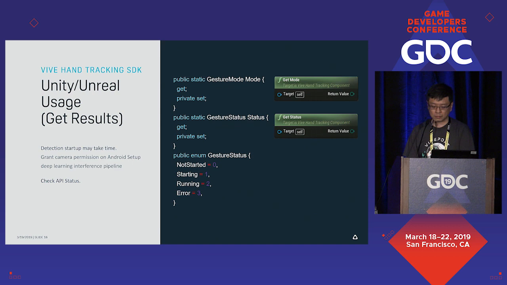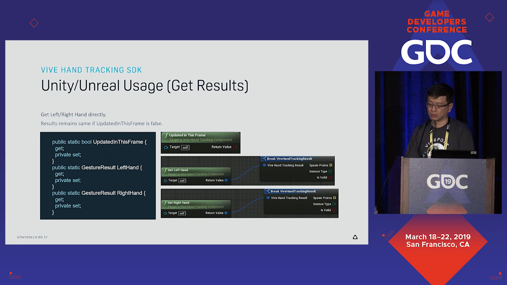To simplify the way to get the result, the Unity and Unreal plugins provide direct access to get the result hand, right hand, and left hand. They also provide a quick check if the results are updated in this frame.